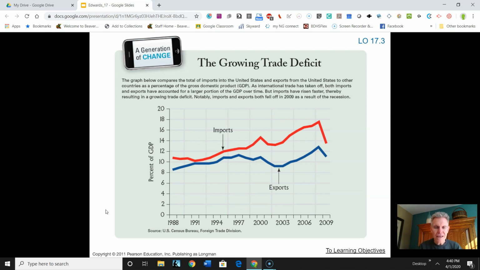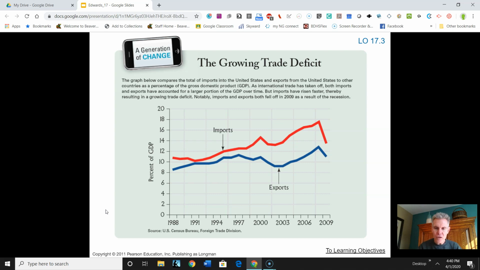So in 1988, if we were just describing these lines, the blue line is exports. And in 1988, about 8 or 9% of the GDP was in exports. And that continues until 2009, when about 11% of GDP was in export goods.